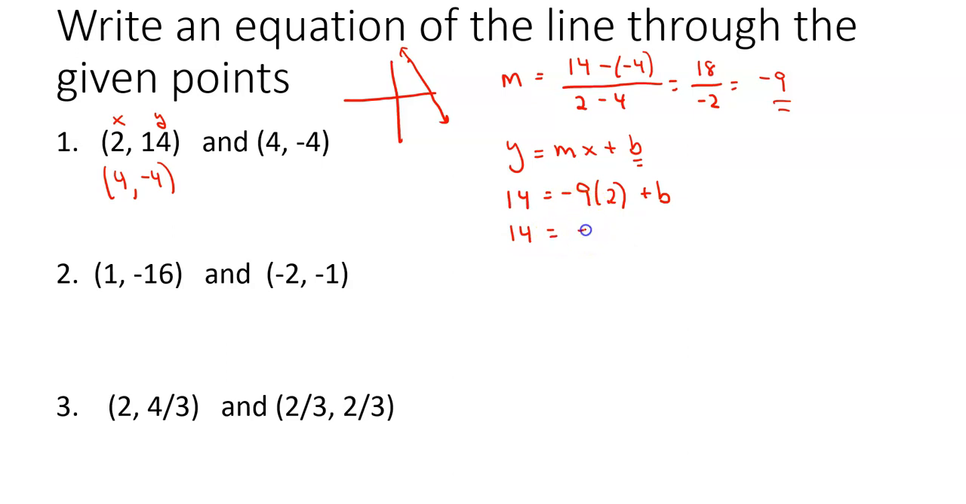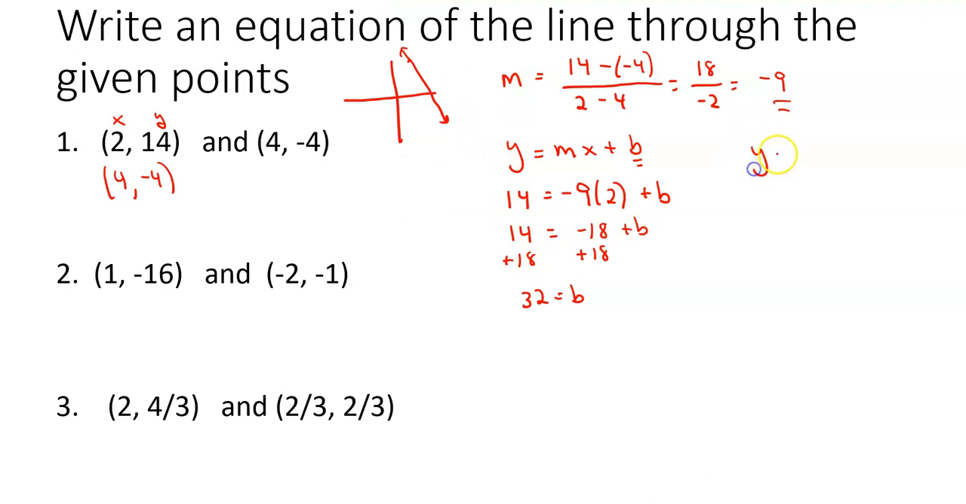Negative 9 times 2 is negative 18. And then add 18 to both sides. 14 plus 18 is a big number, right? It's 32. If you look at my graph up here, the y-intercept is way up, probably off of my screen somewhere, which makes sense then that that y-intercept would be pretty big.